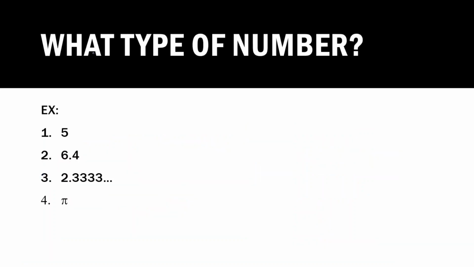So what type of number are these? We're going to list every set that they would be included in. So 5, first of all, is a natural number. That makes it a whole number. That makes it an integer. And that makes it a rational number. And of course, all of these are real.